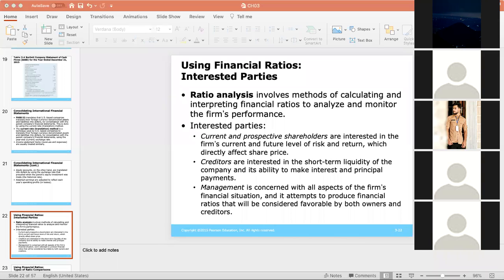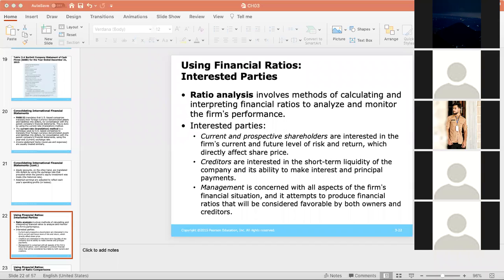This is why we have three different statements. The balance sheet tells us about the position of the company at a certain point in time, not over a span of time. While the income statement tells us about the revenues and the cost of sales, and the cash flow statement only tells us about the cash.